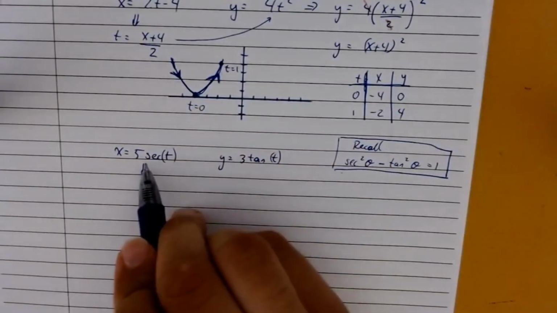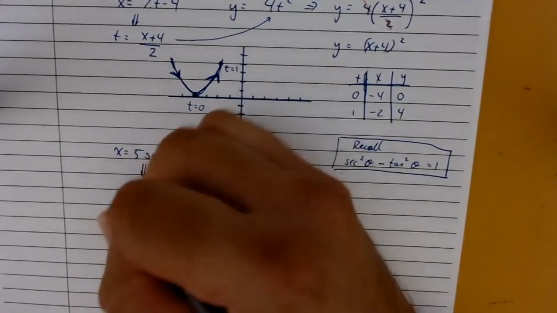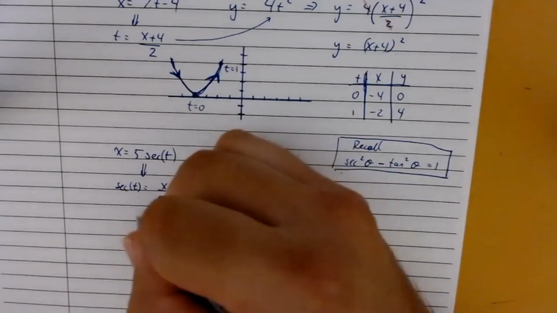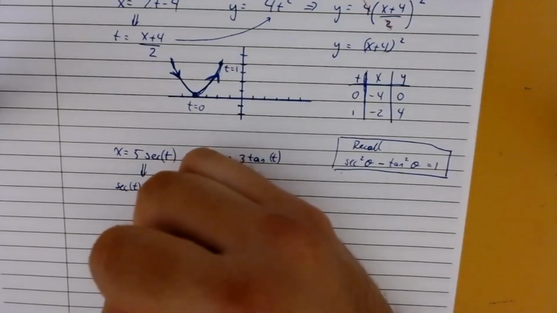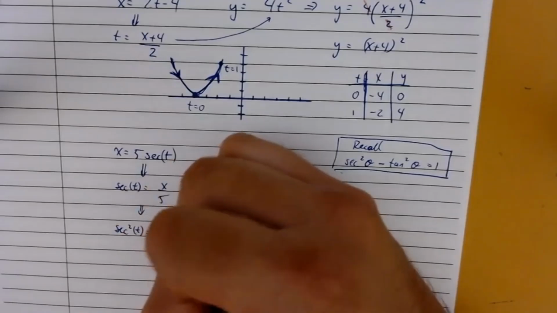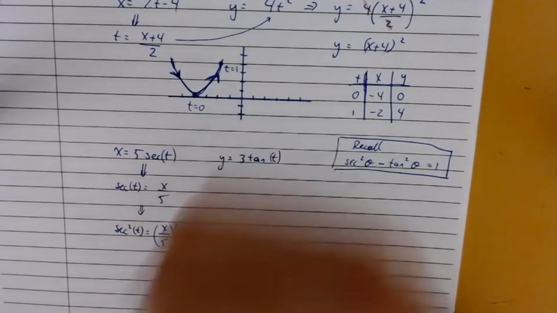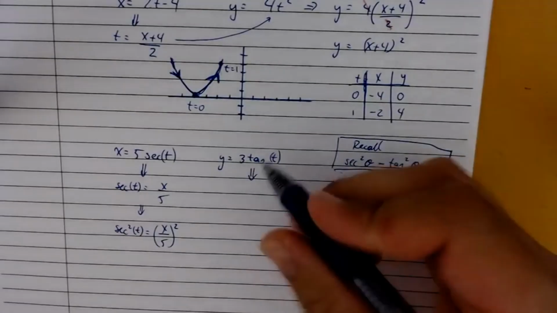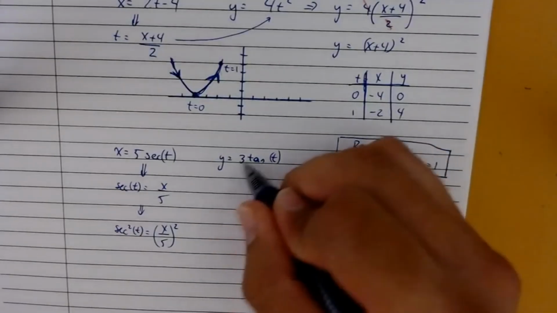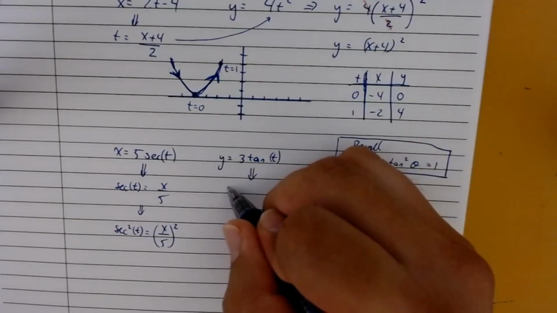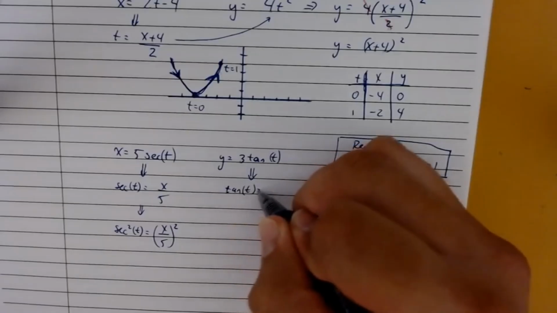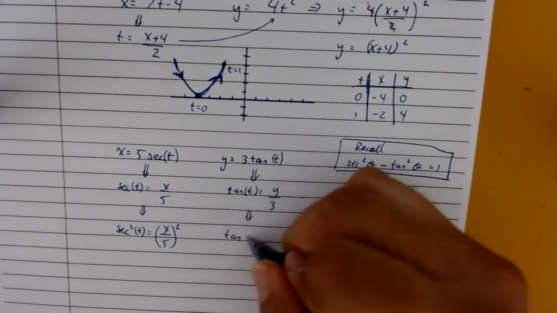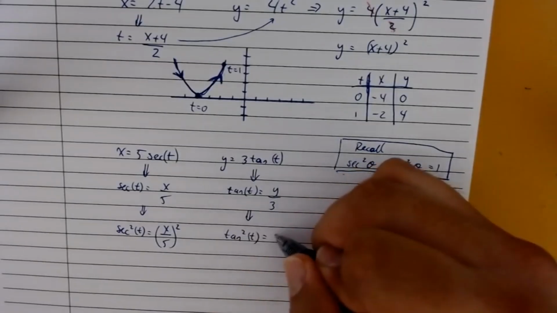Okay, so here we can isolate secant of t quite simply, dividing by 5. Secant of t is equal to x over 5, which means I can square both sides to give me secant squared of t is equal to x over 5 squared. Likewise over here, we can isolate tangent of t by dividing by 3. This will give us tangent of t is equal to y thirds. And then squaring both sides gives us tangent squared of t equals y over 3 squared.